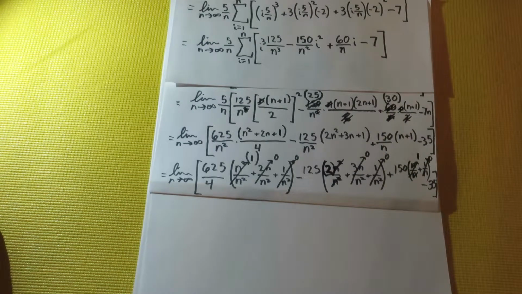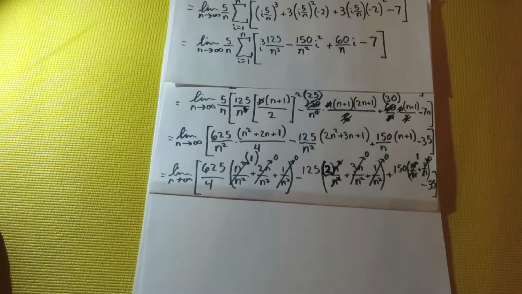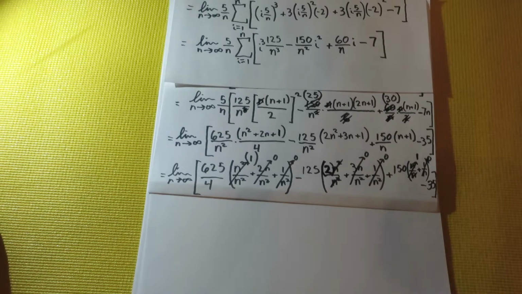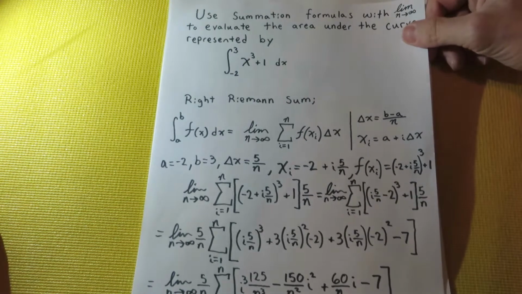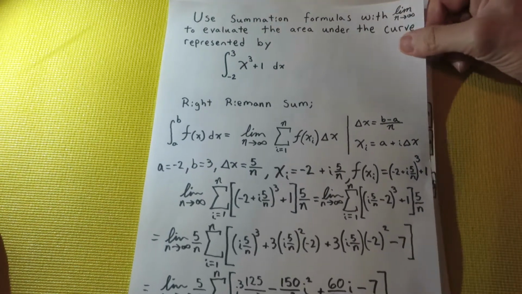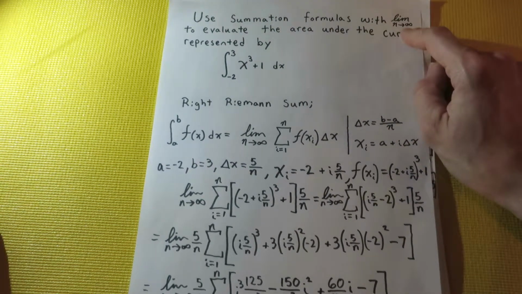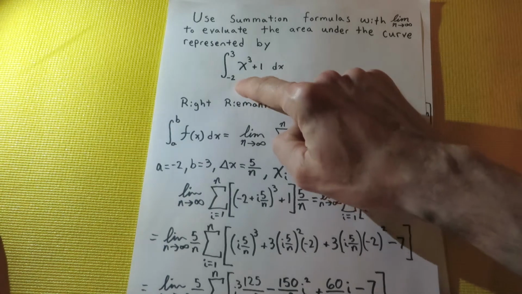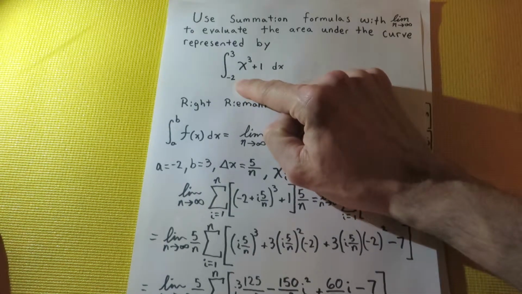So I'd like to continue what we started in part 1 of this video before my camera battery died. If you recall, we were taking the limit as n approaches infinity and using our summation formulas to evaluate this integral here using Riemann sums.